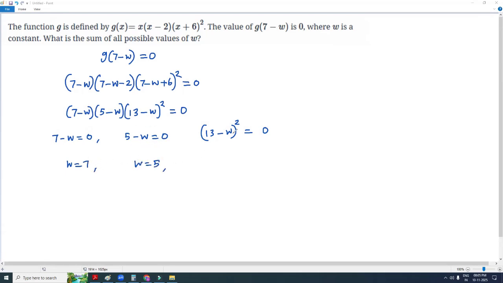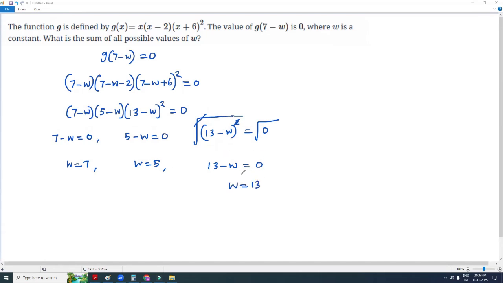And in this equation, first we have to get rid of the exponent 2. For that, we have to take square root on both sides of the equation. Here, the square root and square cancel out. I am getting 13 minus w on the left side. On the right side, square root of 0 is 0. If I solve for w in this equation, I am getting w equals 13.